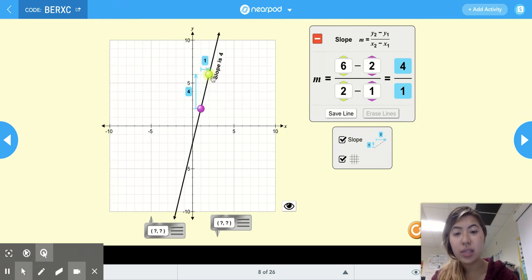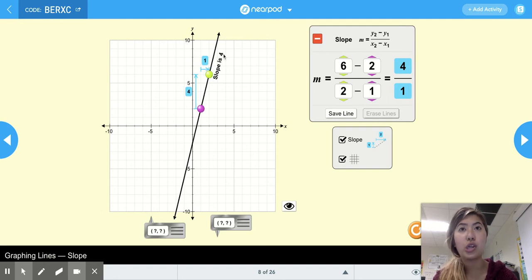If we moved this lime green point right here, its coordinates is now 2, 6. We can see that from the 1, 2, we moved up 1, 2, 3, 4 units up and 1 unit to the right. So 4 divided by 1 is 4. So that makes our slope, our unit rate, our rate of change, our constant of proportionality 4.